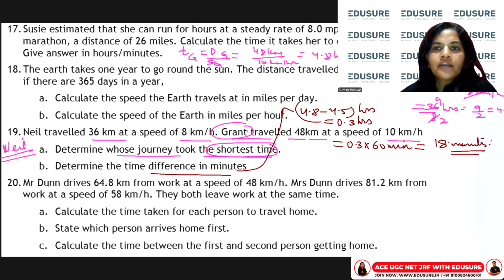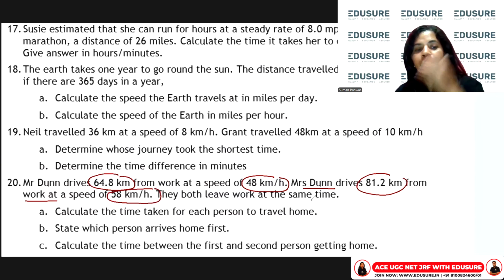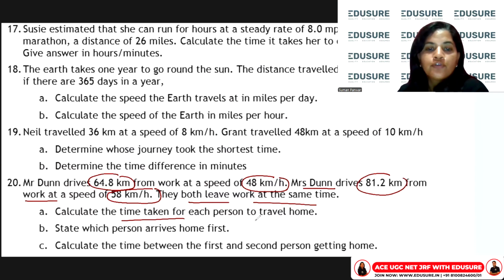All right. So Mr. Dun drives 64.8 kilometers from work at a speed of 48 kilometers per hour. Mrs. Dun drives 81.2 kilometers from work at a speed of 58 kilometers per hour. They both leave the work at the same time. Calculate the time taken by each person to travel home.